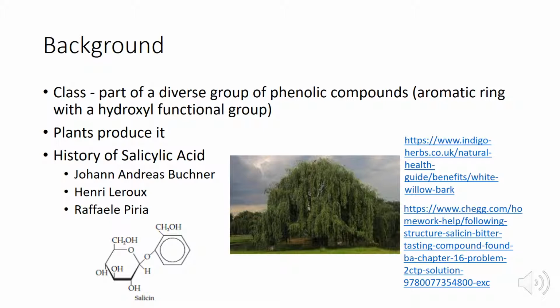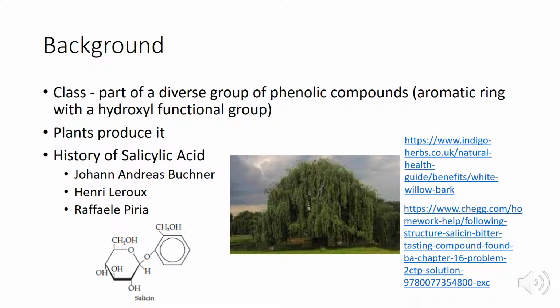It was first isolated by a chemist named Johann Andreas Buchner in 1828 and later researched by Henri Leroux in 1829, who further isolated the compound. Salicin was later found to be an anti-inflammatory agent in the body and was the historical origin of what we know as aspirin. Raffaele Piria, an Italian chemist, was able to convert salicin to a sugar and a second component, which on oxidation becomes salicylic acid. Therefore, salicylic acid was derived from the metabolism of salicin.